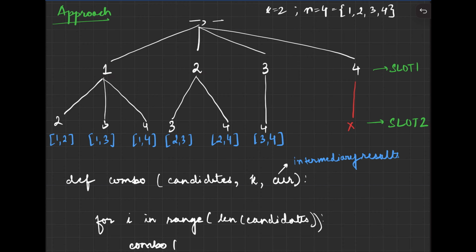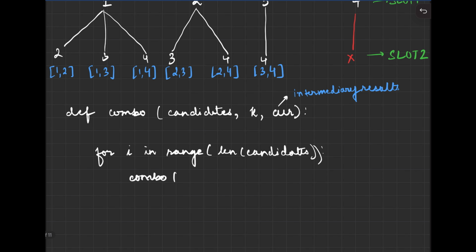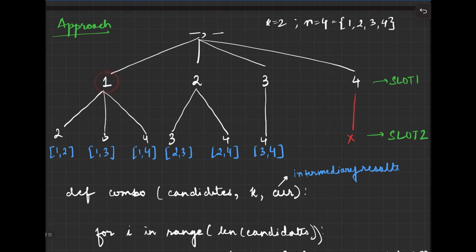But for the second turn, we'll have to exclude the first element and send the rest. So once 1 is included, we'll only send 2, 3 and 4. And that in Python can be beautifully done by slicing. So here you'll say candidates i plus 1 colon. And if you just leave the second open, it means up till the end. K remains as it is. And current is an array which will take our ith element. So we just appended 1 in our answer. Okay.